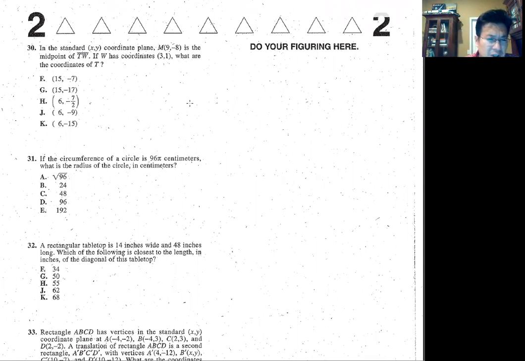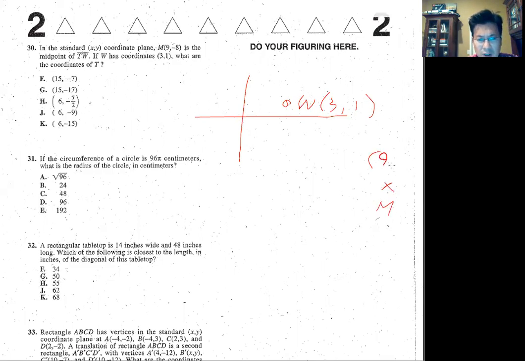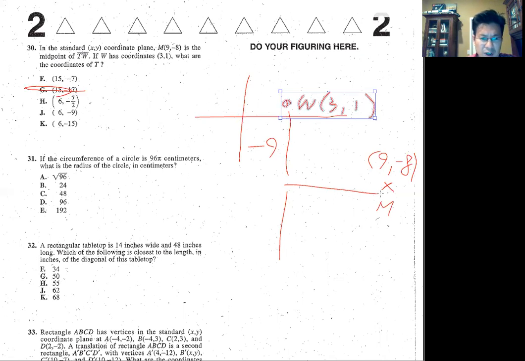This M is the midpoint of TW, okay? W is 3, 1. So this is W, 3, 1. And M is 9 and minus 8. This is M. And the other one should be way down there, so how much it actually moved down: moved down is minus 9, right? Then we have to go minus 9 again, so minus 17 should be the y value. And then also it goes 6, it adds 6 more.